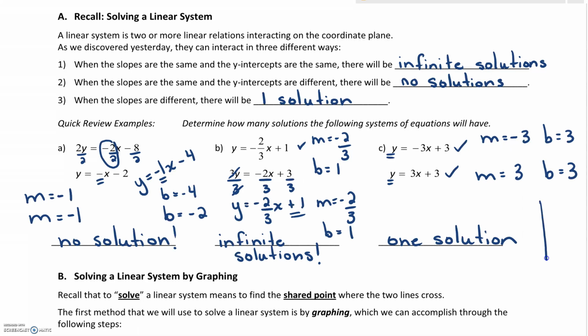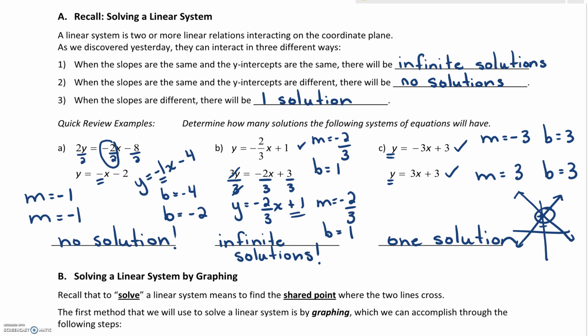So in this case, you're going to have y-intercepts of 3. So I'll quickly draw this for you. Here's a y-intercept of 3, but one of the slopes is going down and the other one's going up. So no matter what, you only have one point of intersection, one point where the two lines will cross.